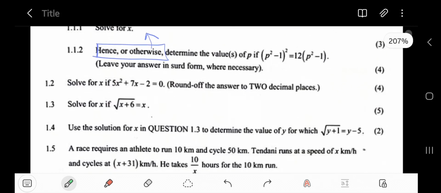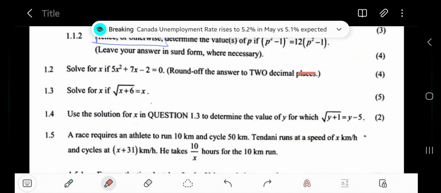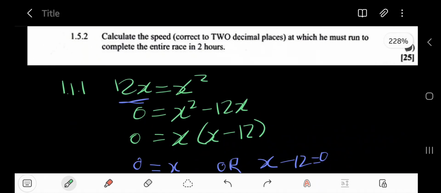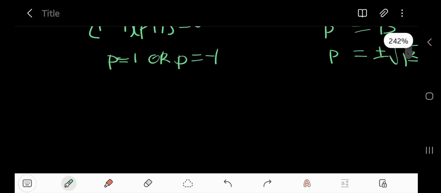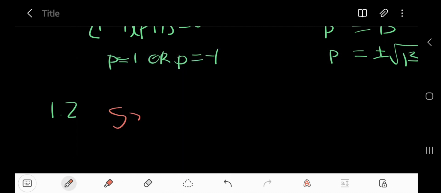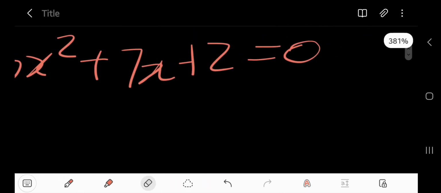Here now, 1.2 says solve for x if 5x squared plus 7x minus 2 is equal to 0, and round off the answer to 2 decimals. So round off the answer to 2 decimals. That's implying that we should rather use the quadratic formula. So we have 5x squared. Let's go, we have 1.2. Let me just change the color. We have 5x squared plus 7x plus 2 is equal to 0. Let me just make sure of that. Yes, okay, it's minus 2.